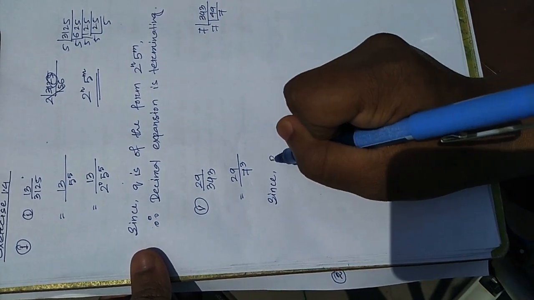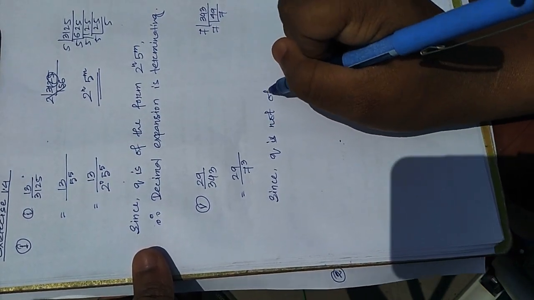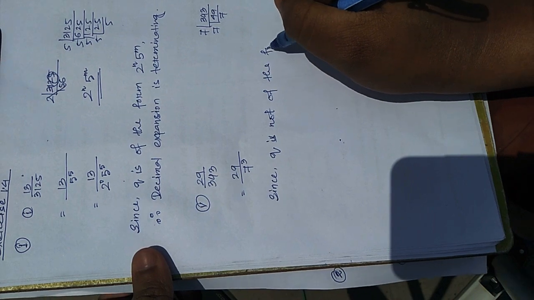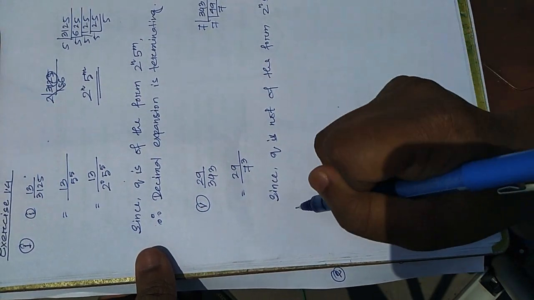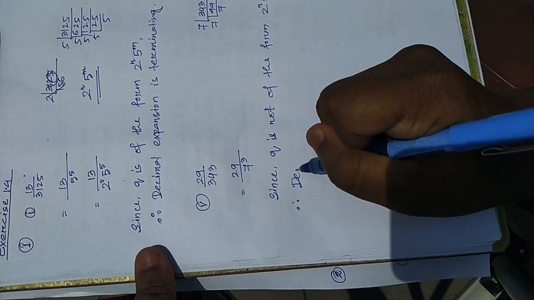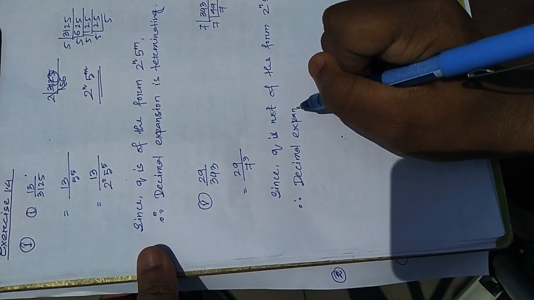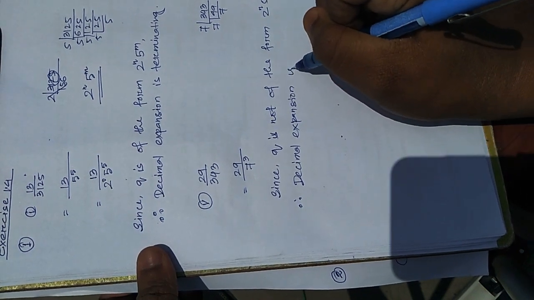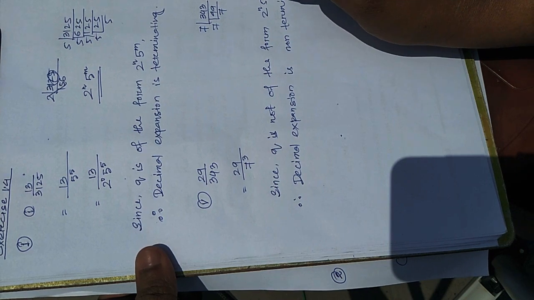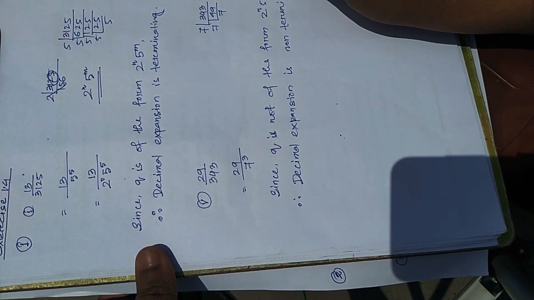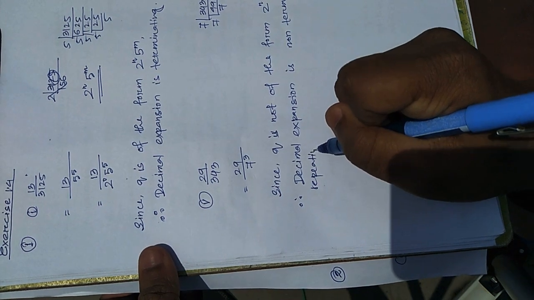Since q is not of the form 2 to the power n, 5 to the power m, therefore the decimal expansion is non-terminating repeating.